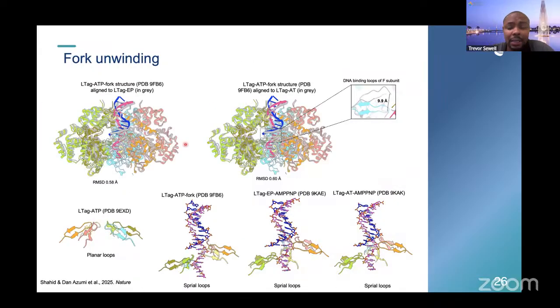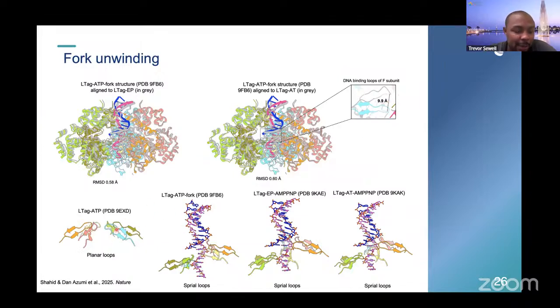We compared the actively hydrolyzing structure of Taha with my structures, and what we found out is that indeed the DNA binding loop, specifically from the F subunit, moved 10 Angstrom to capture the DNA during translocation.